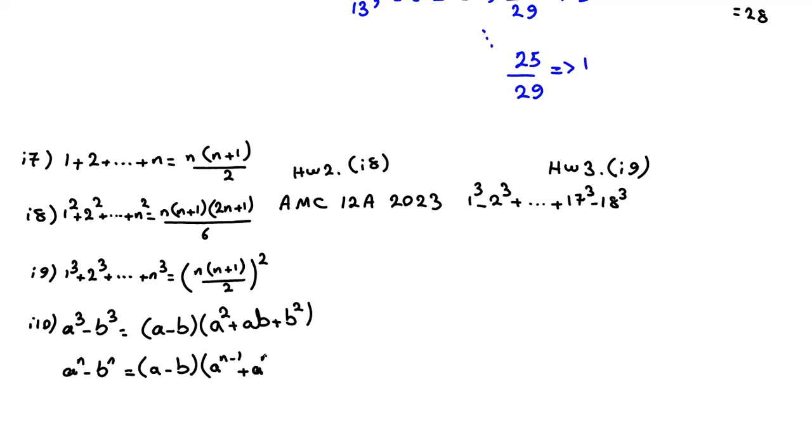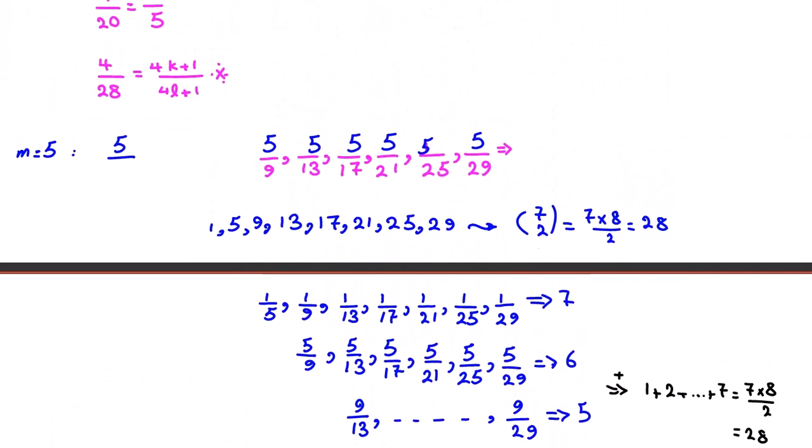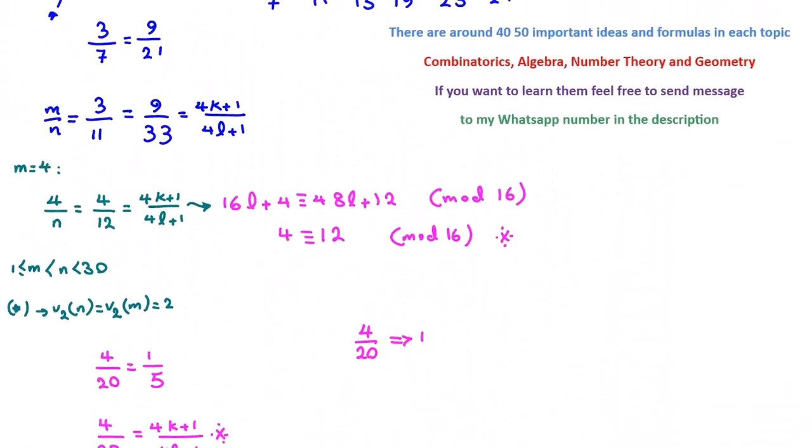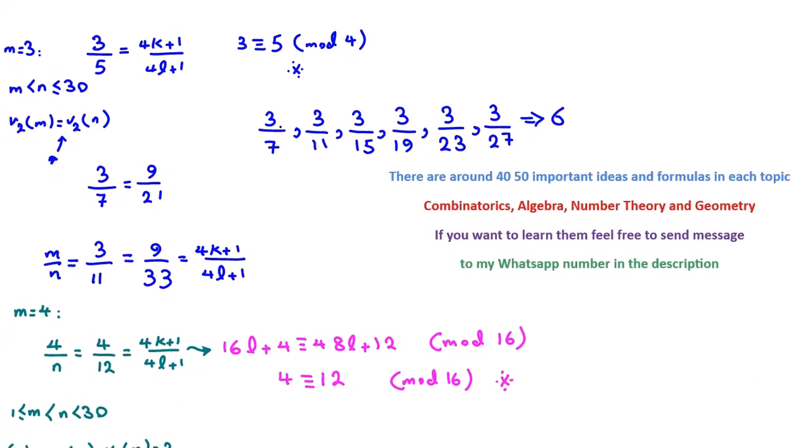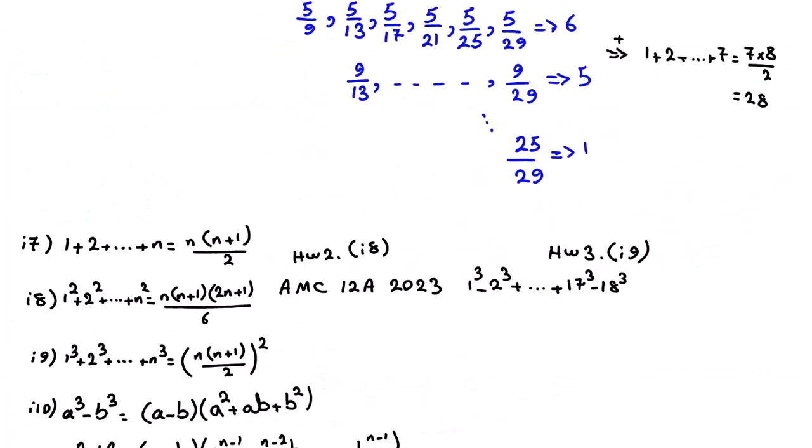An minus 1 plus an minus 2b. 2, you should decrease the power of a by 1, and the power of b increases by 1, n minus 1. Okay. Now, for 1, 5, we found this approach. For 3 also, you can say the same thing, 3, 7. These numbers are good. So you say 3, 7, 11, 15. These numbers are good. So let's write them.